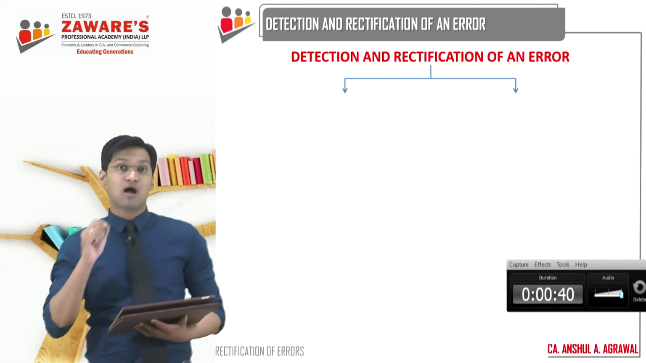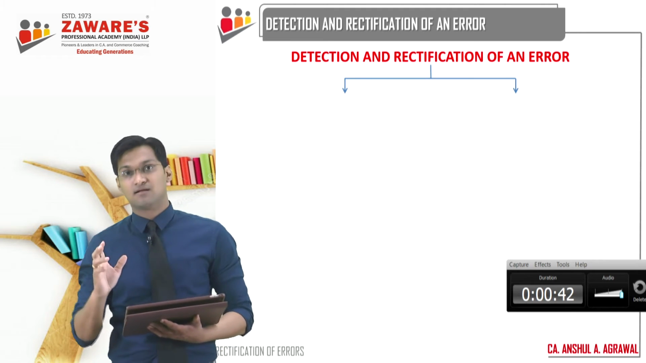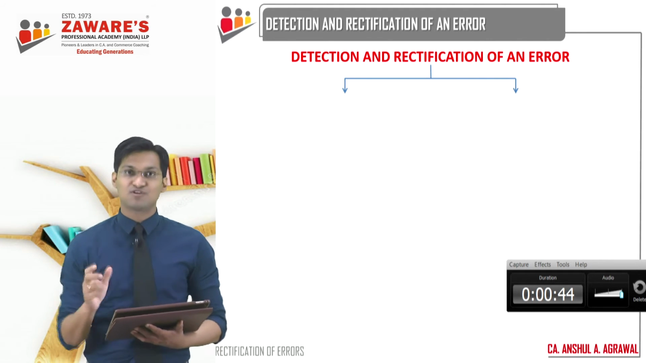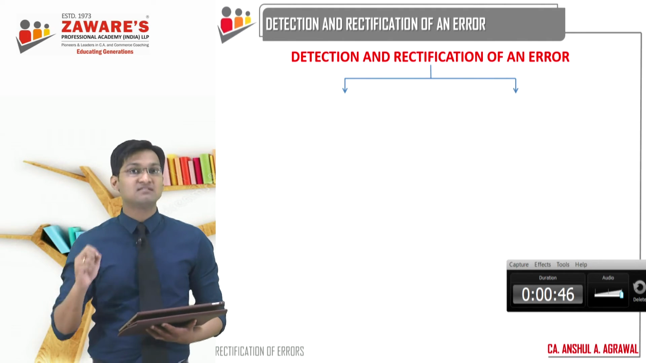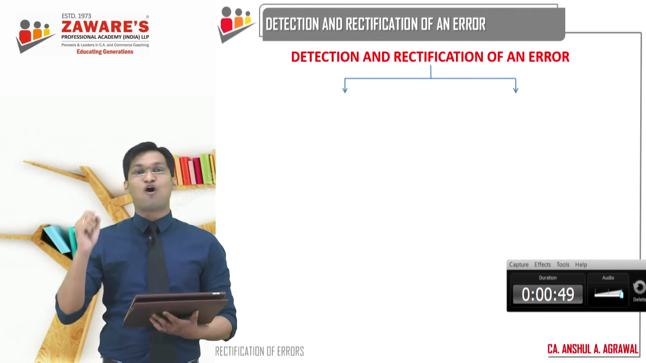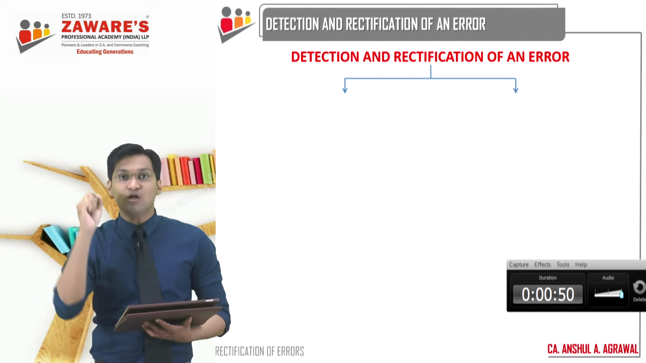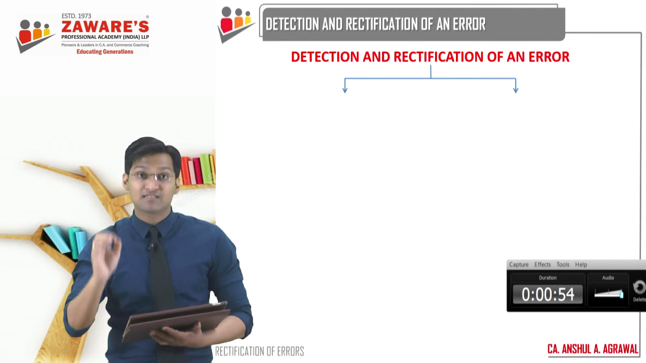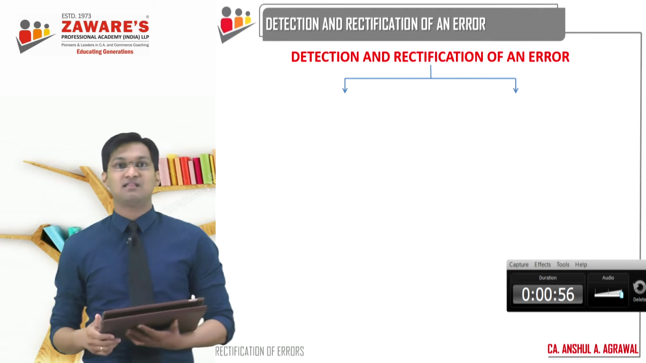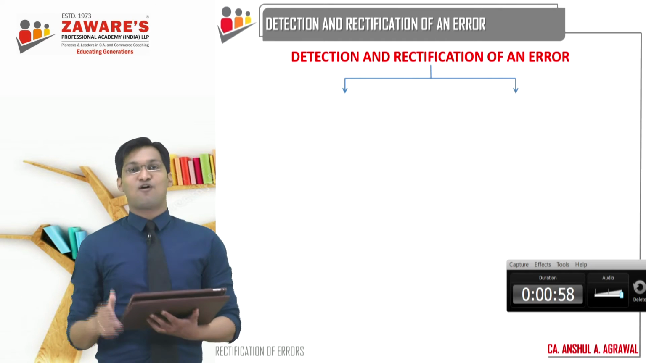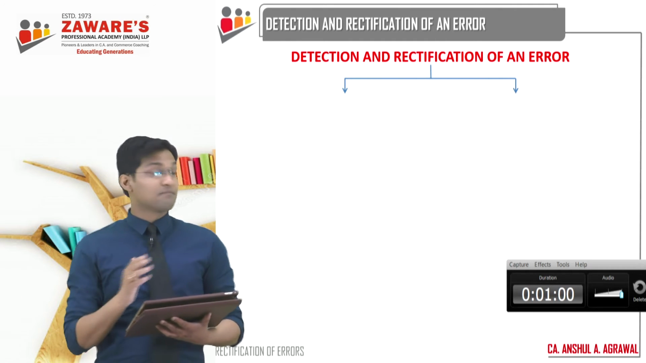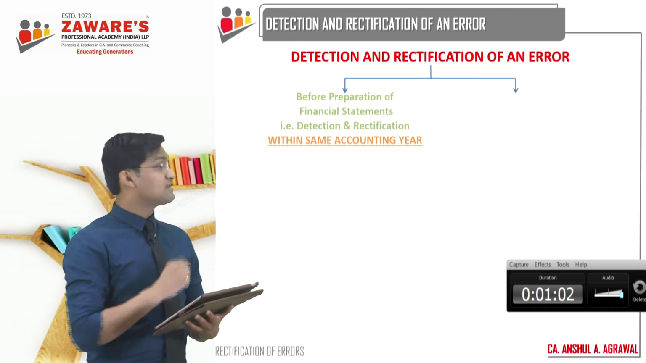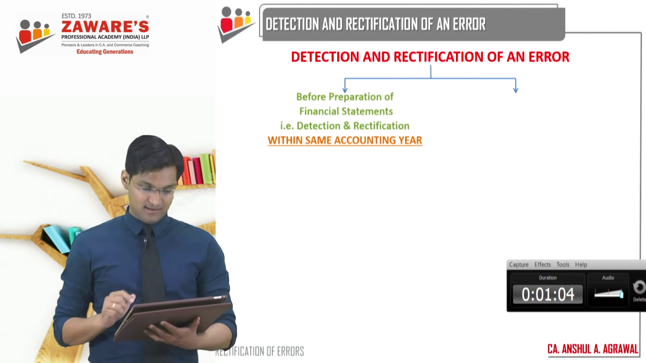Now, how are you going to rectify an error? I mean, what is the procedure of rectification? It depends upon the stage of detection. At what stage the error is located and detected will determine the treatment of rectification of the error. So let's see detection and rectification of an error.